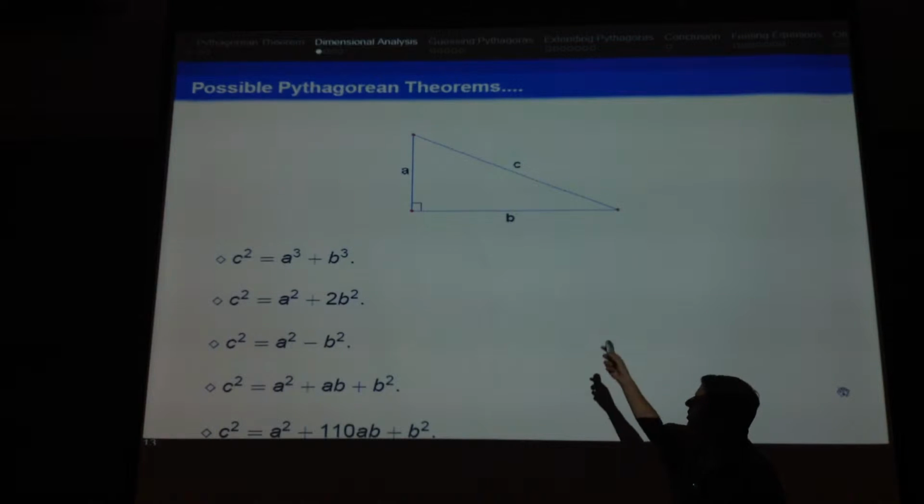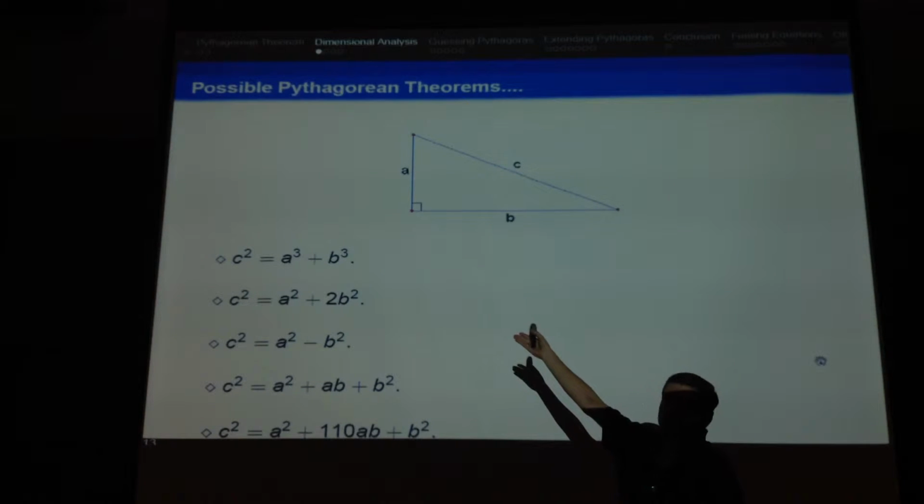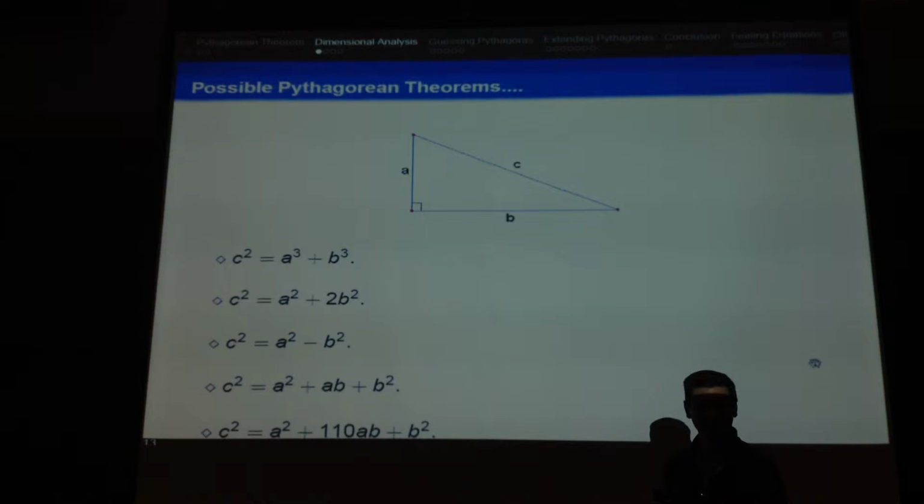what things are. So here are 5 possible candidates for the Pythagorean Theorem, for relations between A, B, and C. Now we know, of course, that all of these are wrong, hopefully. Can anybody tell me a reason why any one of these might be wrong? Yes. If you cube a side, you're talking about volume. Good. So the first one is basically saying an area is related to volumes. Probably not right.